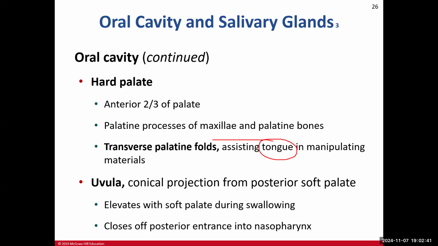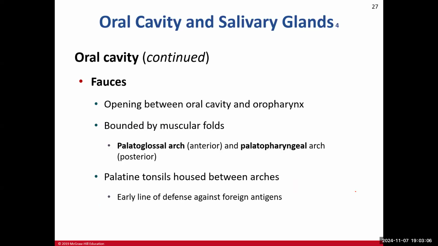Now, sometimes it doesn't work, because you have fluid that comes out your nose if you laugh too hard, and it failed to do its job. But obviously, if anything comes back up into the nasopharynx, then the uvula is not closing off that entrance. Again, it's that most posterior aspect of the soft palate that hangs down.